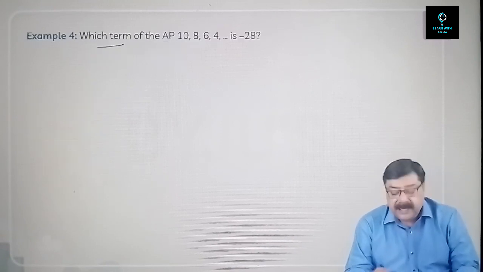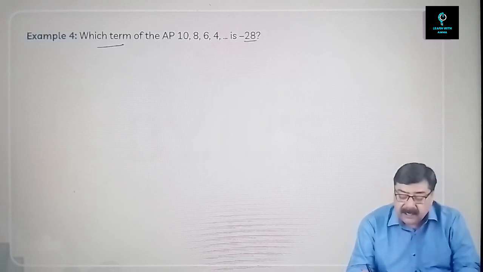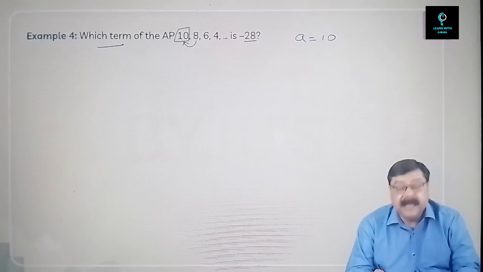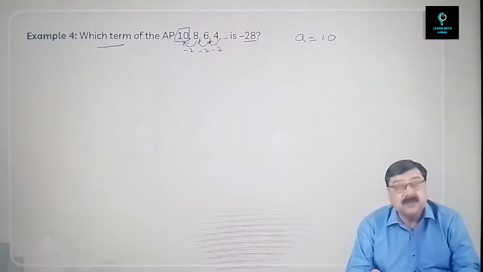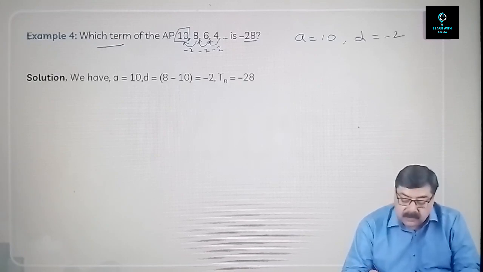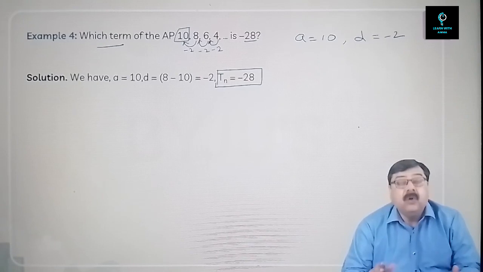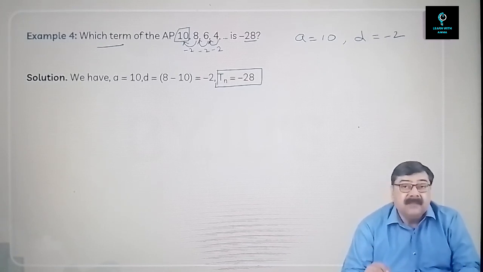Now which term of the AP 10, 8, 6, 4 and so on is minus 28? Now here the value of A is 10, that is the first term. Then 8 minus 10 is minus 2. 6 minus 8 is minus 2. 4 minus 6 is minus 2. So the value of D here happens to be minus 2. And also the nth term here is minus 28 and we need to find out what is the value of n, or let us say which term is minus 28 in the given AP.